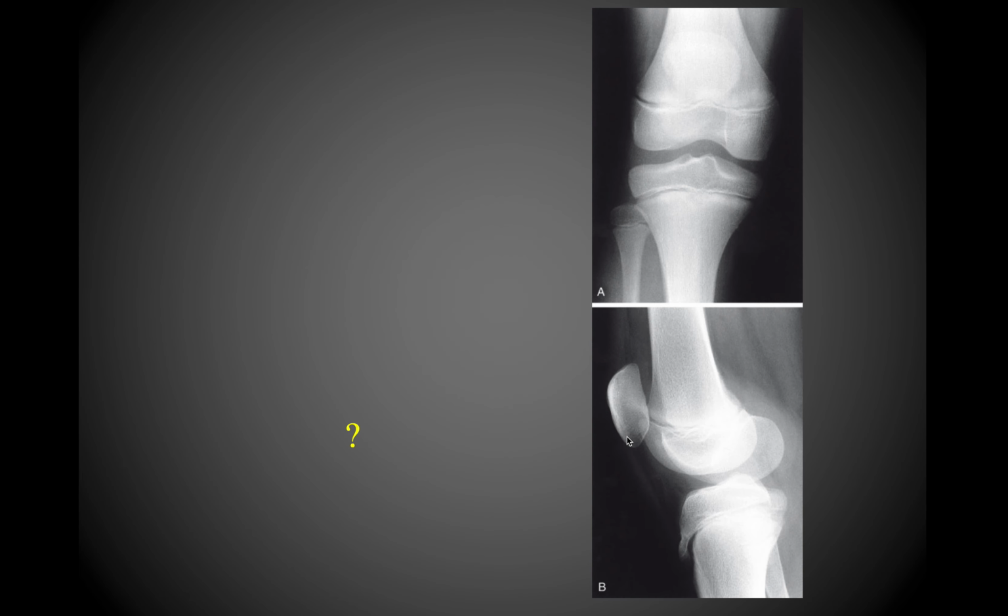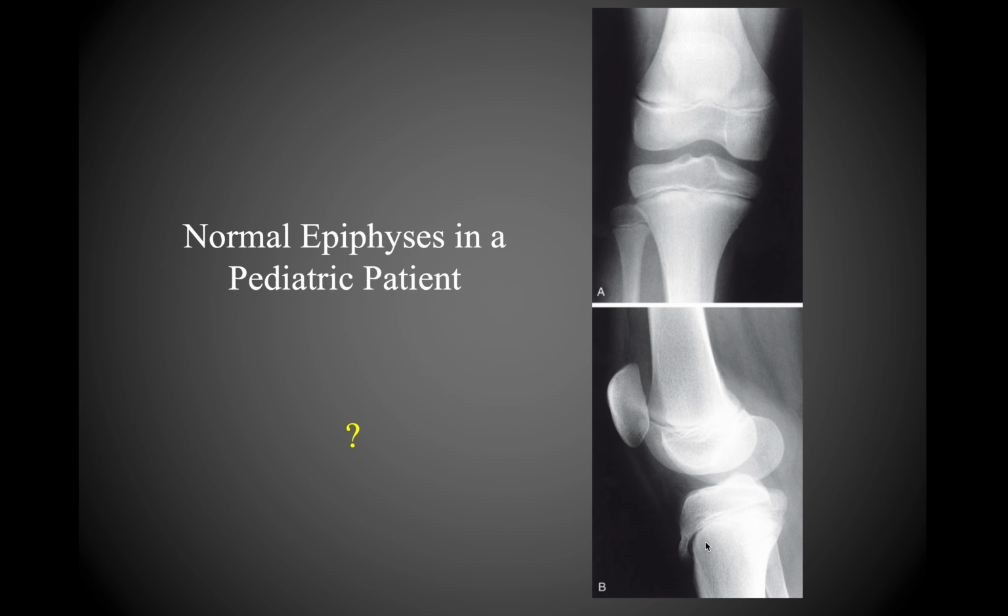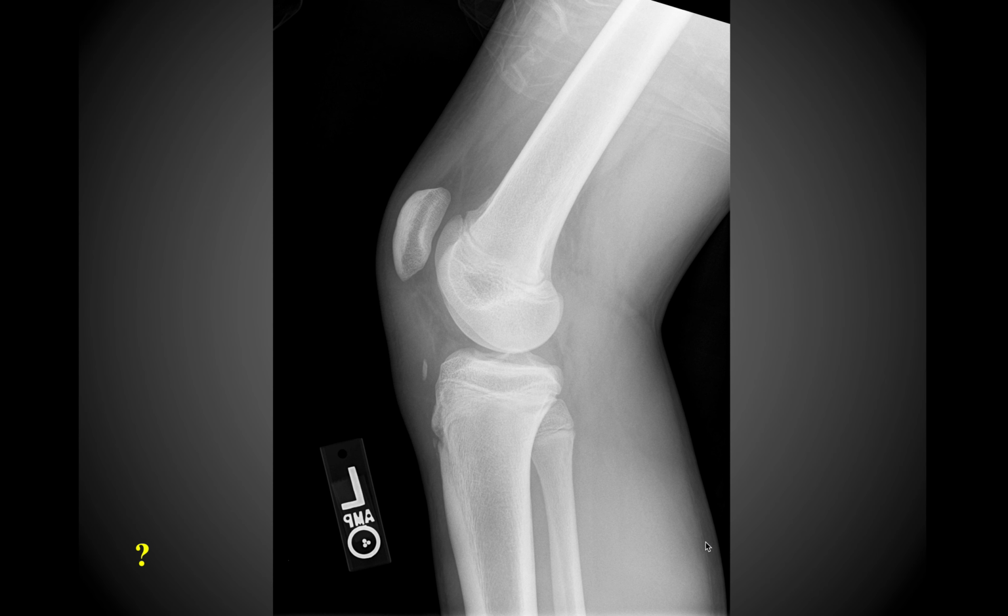So looking at this image, you can see on top an AP view of the knee, and down here a lateral view. So this is going to be lateral, this is going to be medial, and note that you can see the epiphyseal plate on all three of these bones, so you know that this has got to be coming from a pediatric patient. Again, these are normal epiphyses in this pediatric patient.